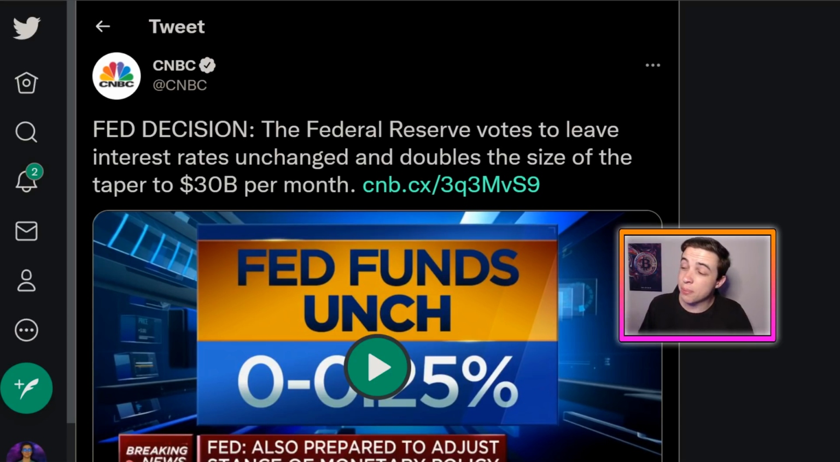And so because they've doubled the size of the taper, that is meant to end early next year. And then after that, they can begin raising interest rates. And yes, raising interest rates can cool down the market and can be seen as a bit of a bearish signal. But as long as the markets are looking strong, and as long as they don't raise interest rates too fast, too quick, then honestly, we shouldn't see a whole lot of change in the overall financial markets, at least in the immediate short term.